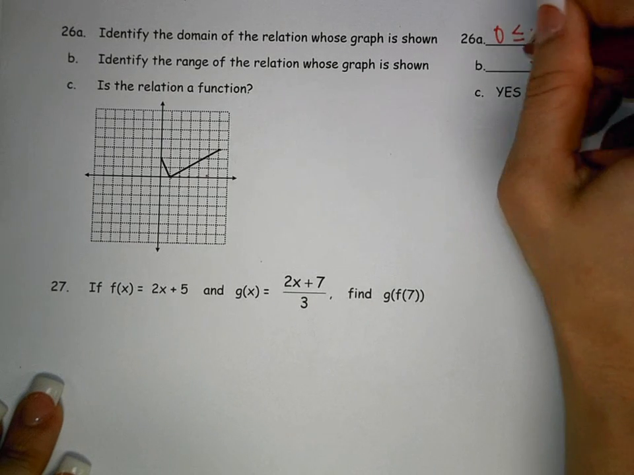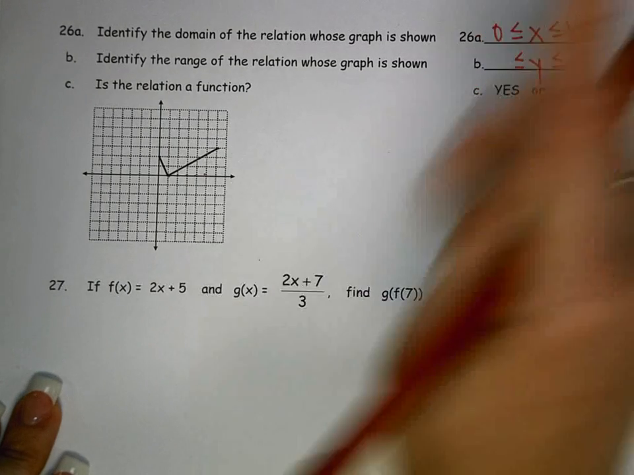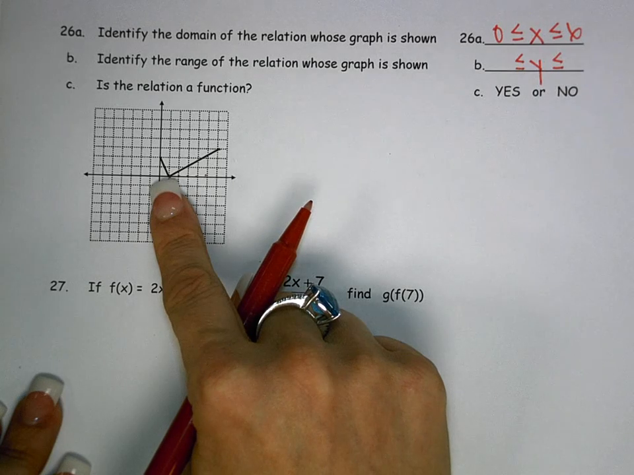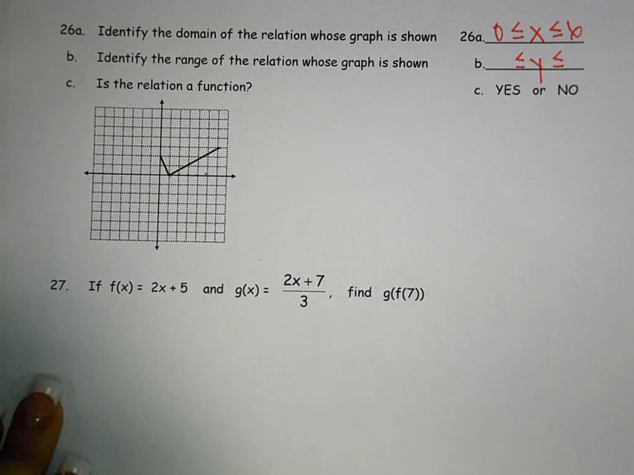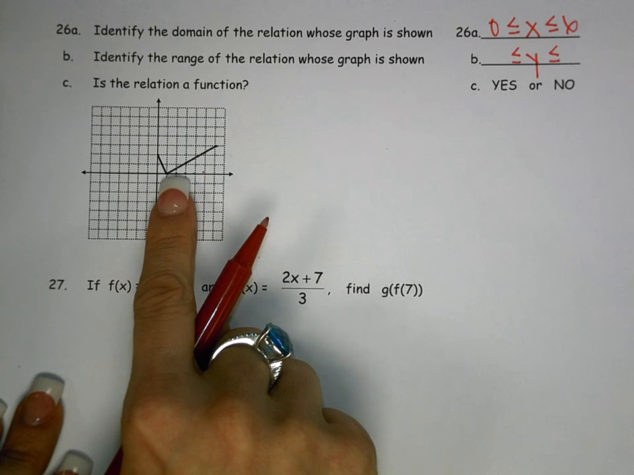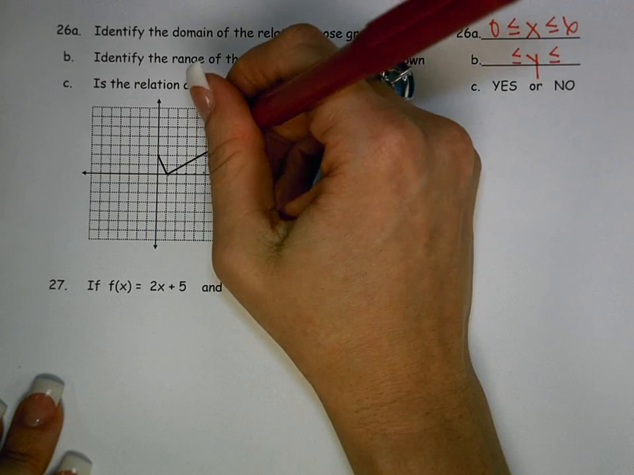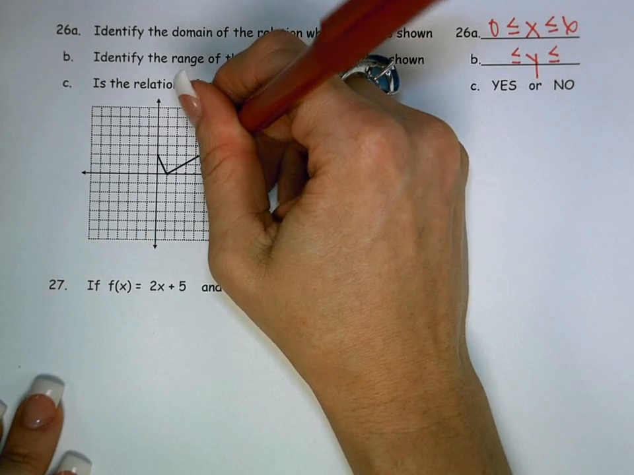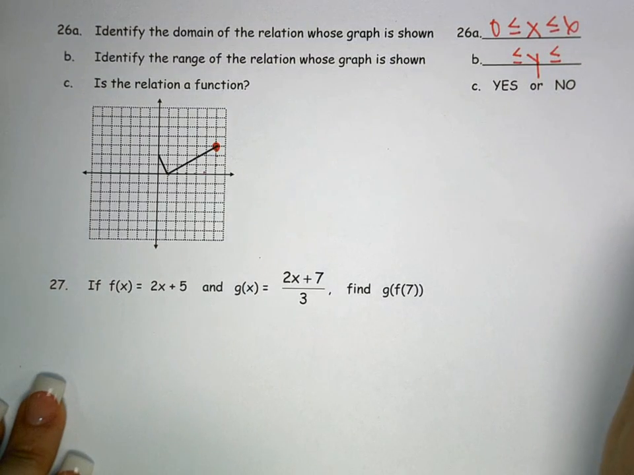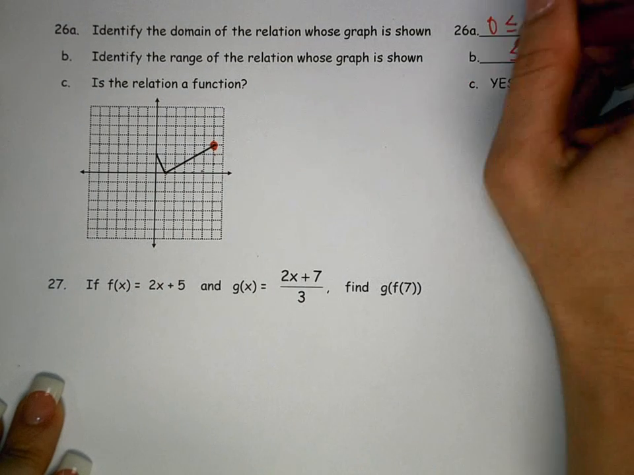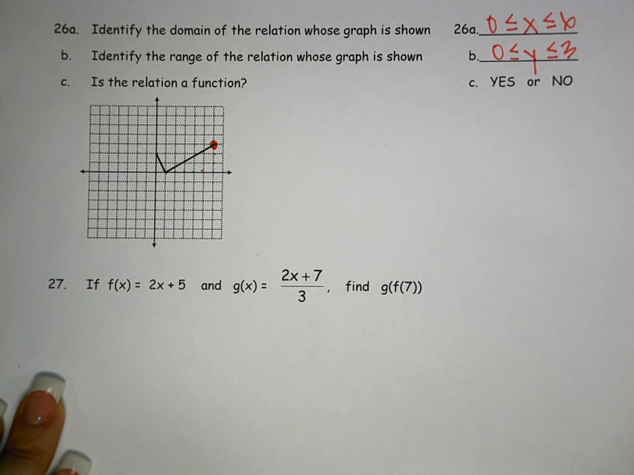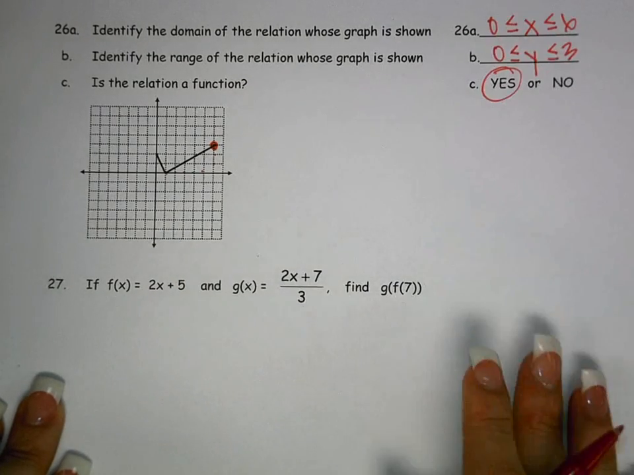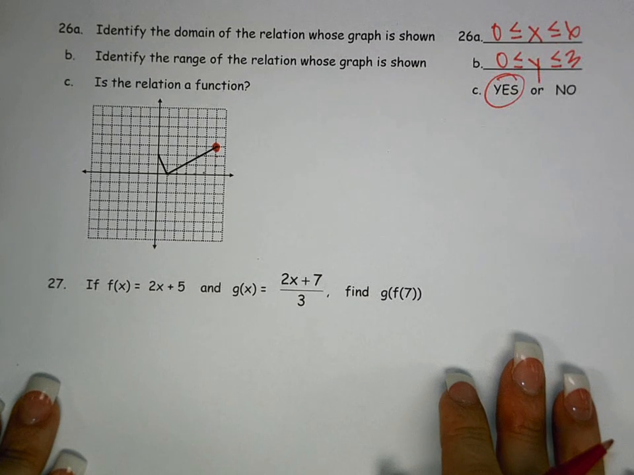How about the y's? What is y sandwiched in between? The lowest y value is what? 0. Whoa, negative 1. This is at 0 right here. 0 and what? 2. That's 2? 3. 0 and 3. Is this a function? Does it pass the vertical line test? Yes, it is a function.